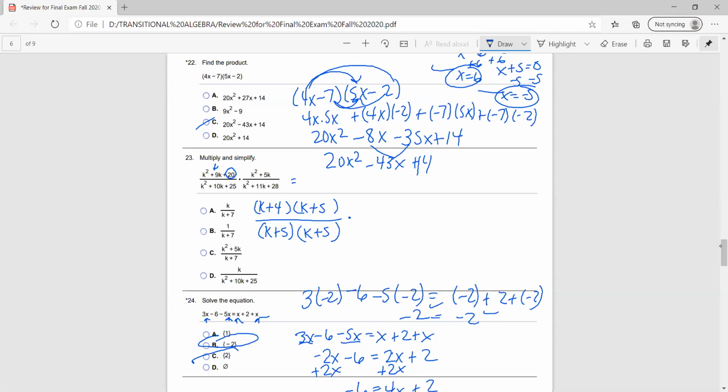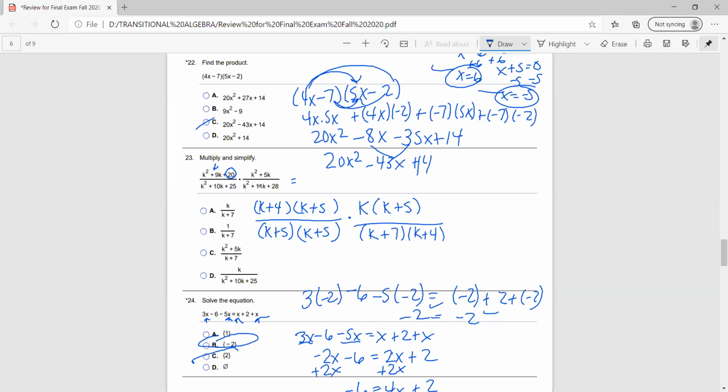Okay, so I can pull out on this top part, it looks like there's a K in both of these terms up here. So I can factor out a K, which would leave me with K times K plus 5. And on the bottom of this fraction, I need something that multiplies to 28 but adds to 11. Well, I know that 4 times 7 is 28, and 4 plus 7 is 11. So K plus 4, K plus 7, that's going to be my two ones.